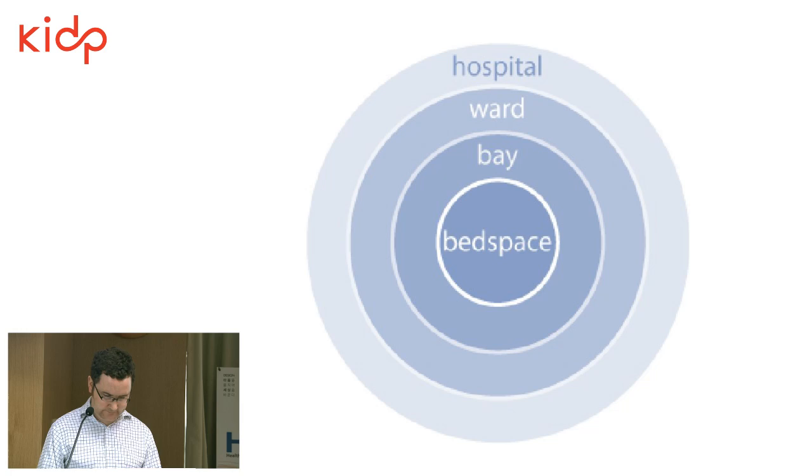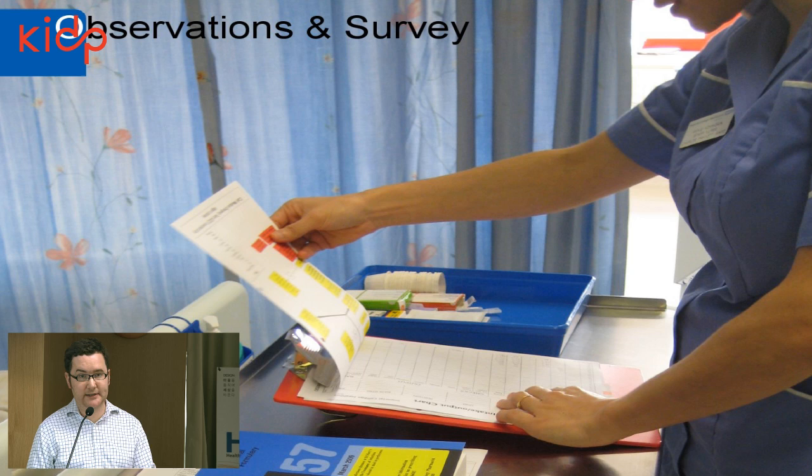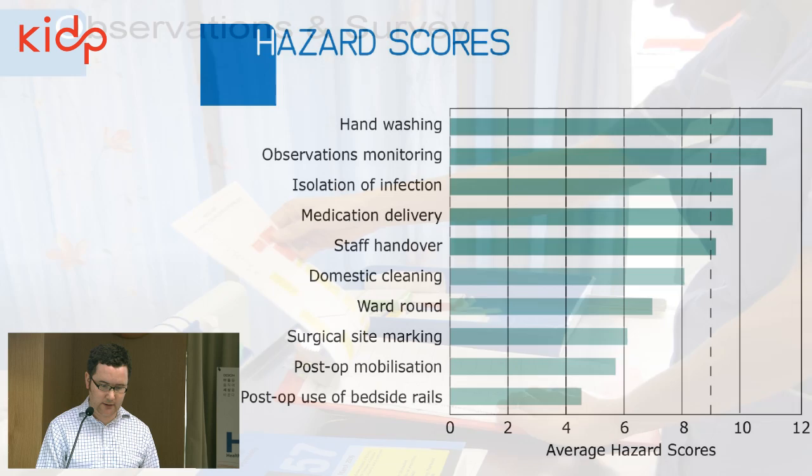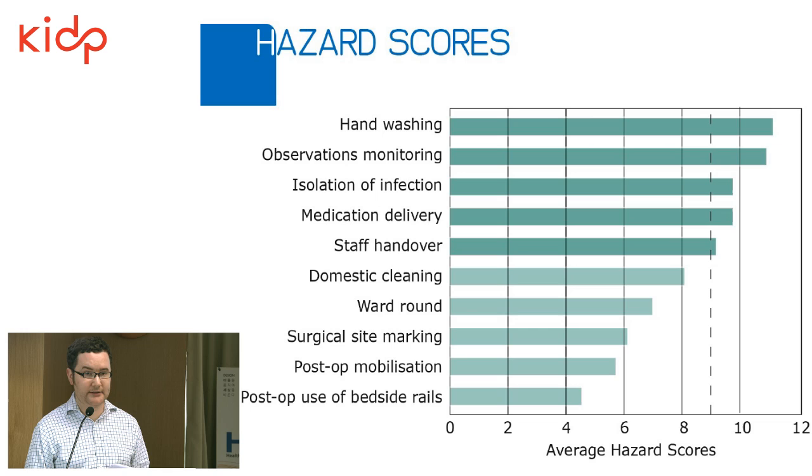So we observed the typical processes that happen at the bedside, and we used a hazard score that we borrowed from other industries to rank them in terms of risk. 그래서 베드사이드에서 일어나는 일들의 프로세스를 쭉 보고요. 다른 산업에서 쓰는 하자드 스코어, 위험 요소 스코어링 방법을 사용했습니다. 그래서 어떤 리스크가 있는지를 본 거죠. And these are the results. 결과를 보여드릴게요. Hand washing was rated as the most hazardous process. 가장 위험한 프로세스가 손 씻기고요.